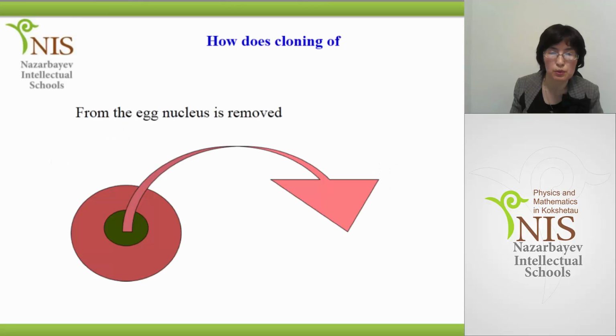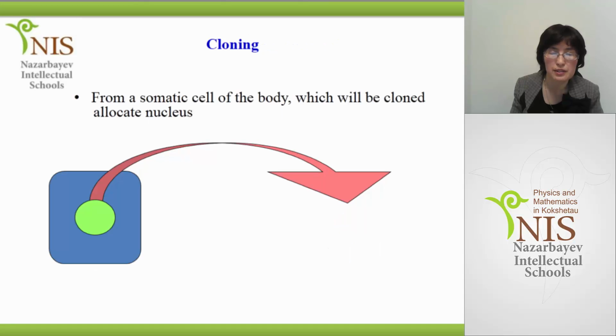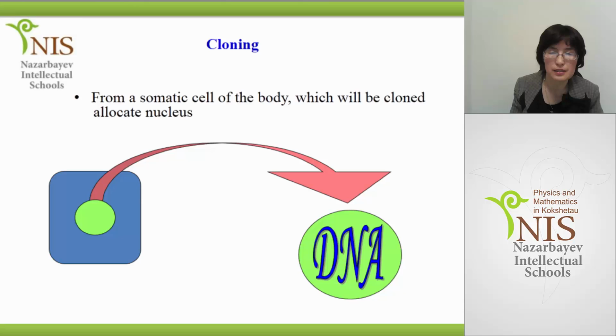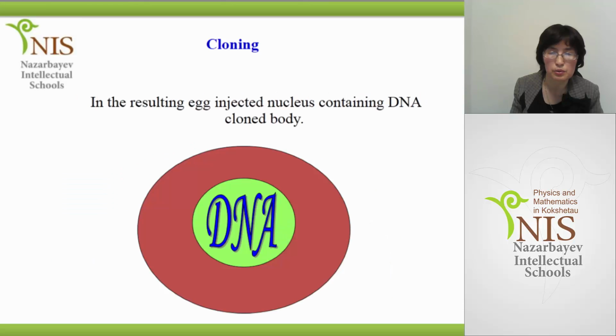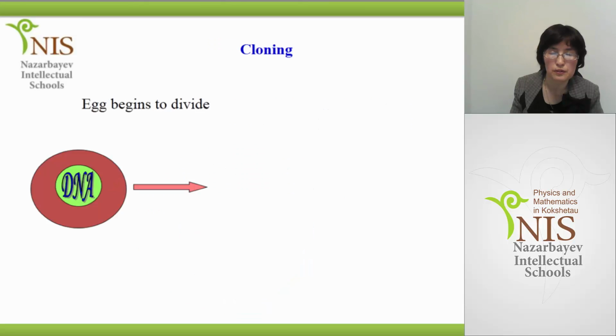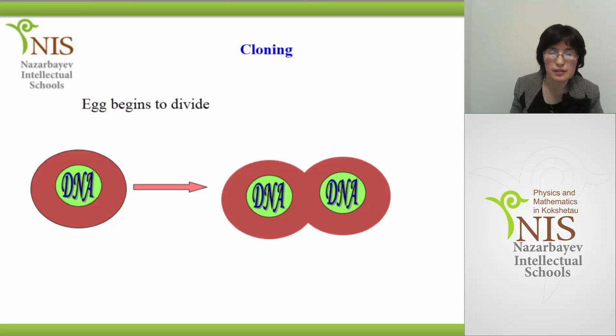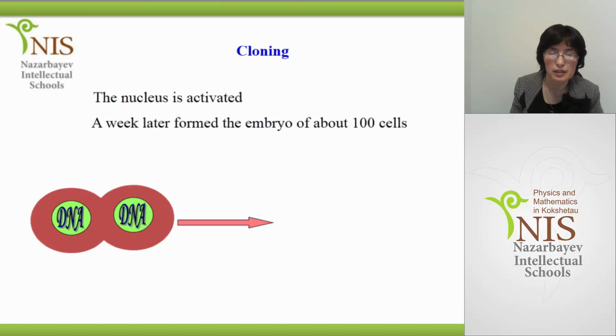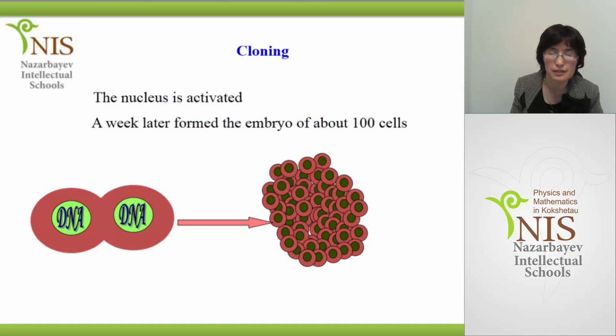How does cloning work? From the egg, the nucleus is removed. Then, from a somatic cell of the body which will be cloned, the nucleus is allocated. Next, into the resulting egg, the nucleus containing the DNA of the cloned body is injected. The egg begins to divide, and the nucleus is activated. A week later, an embryo of about 100 cells is formed.